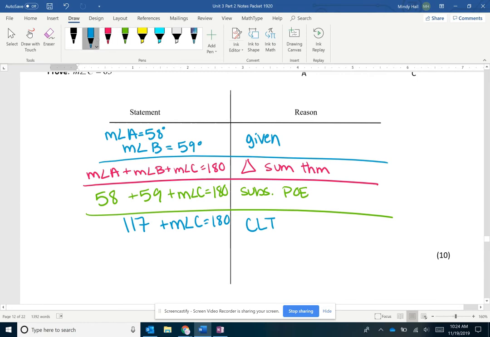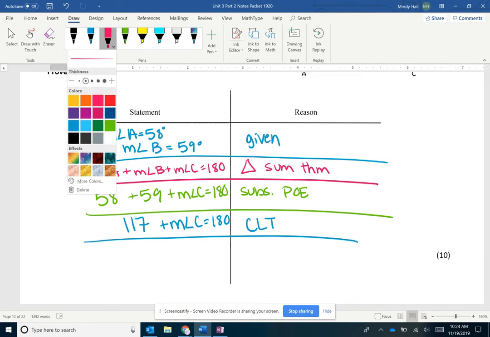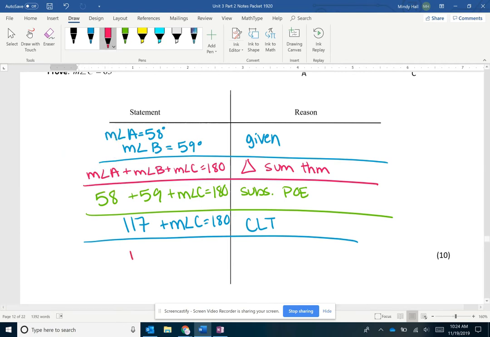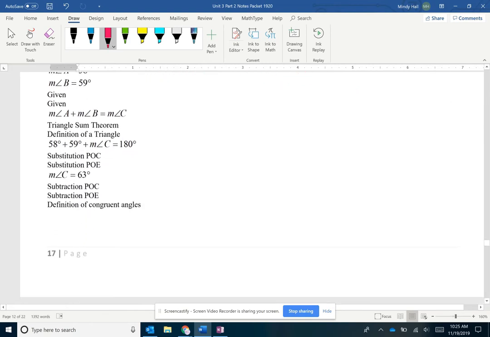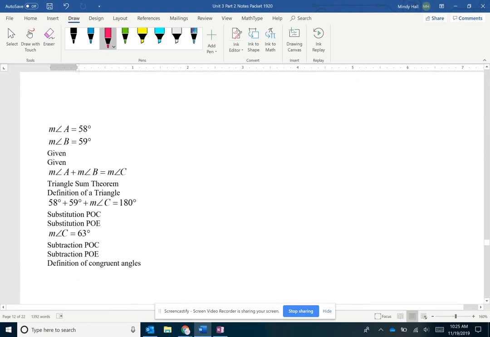And so then after you do that, we have to subtract 117 from 180. And 180 minus 117 gives us 63. So measure of angle C equals 63 degrees because of the subtraction property of equality. Okay. So I will say that down here, it's kind of missing your options. So if you're like, Miss Hall, we don't have these listed at the bottom, don't worry about it. It's fine.